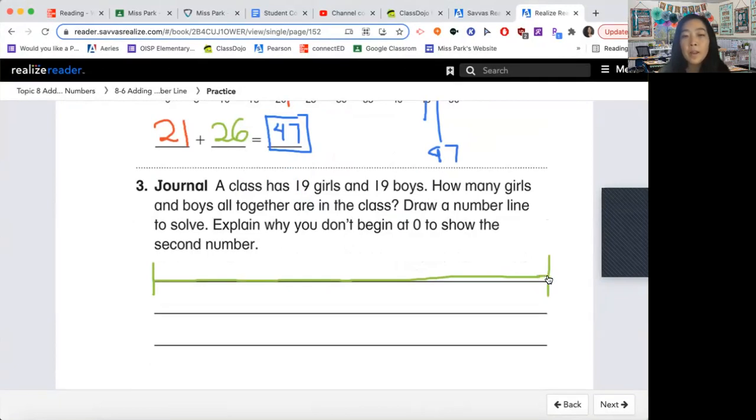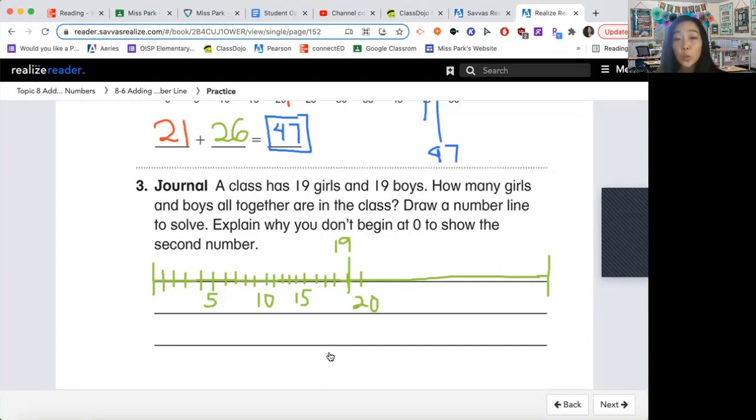Now, what are we going to do first? We first need to count up the girls. We know that there are 19 girls, so let's do that on our number line. Ready? 1, 2, 3, 4, 5, 6, 7, 8, 9, 10, 11, 12, 13, 14, 15, 16, 17, 18, 19, 20. So right before 20 is our number 19. That's how many girls we have in class.